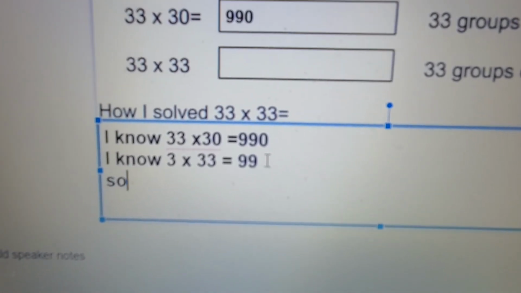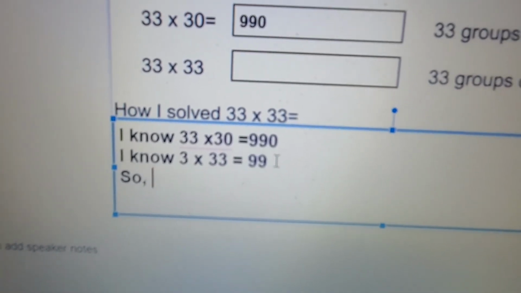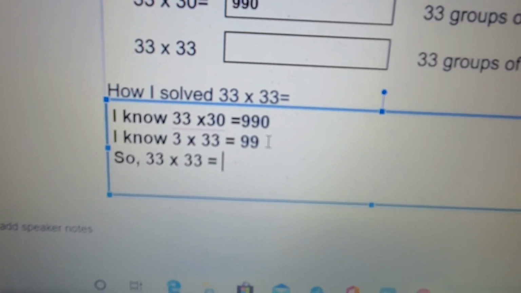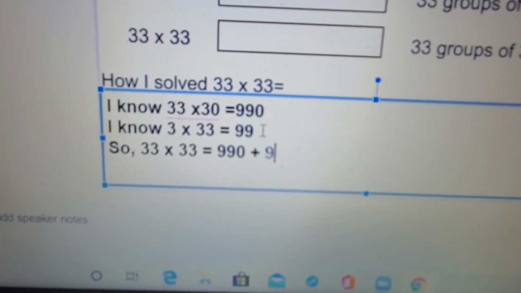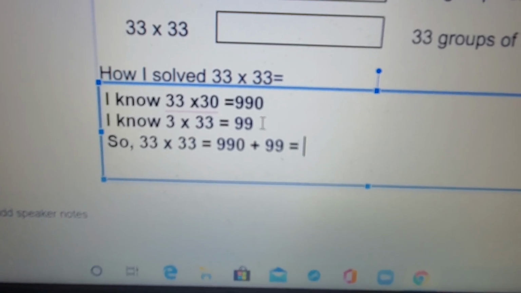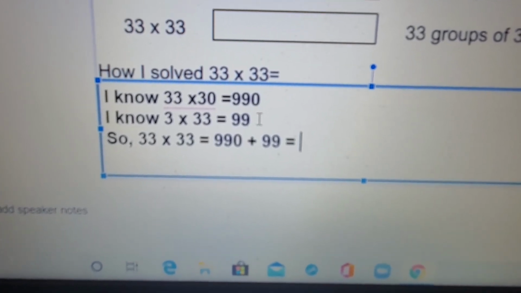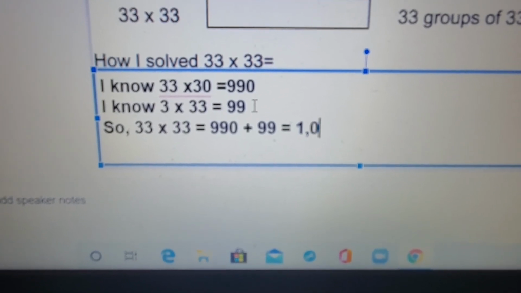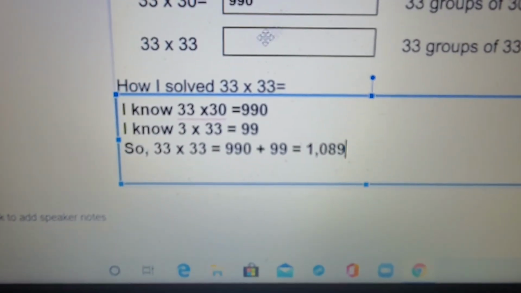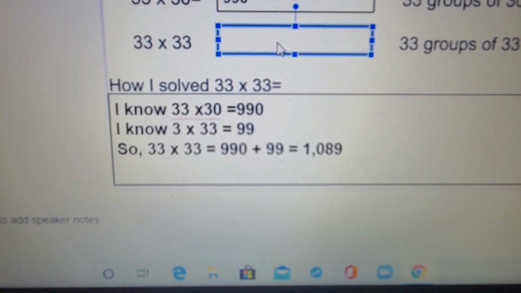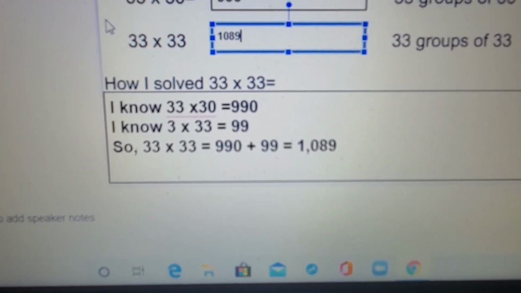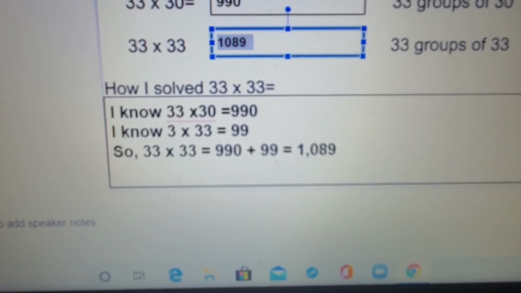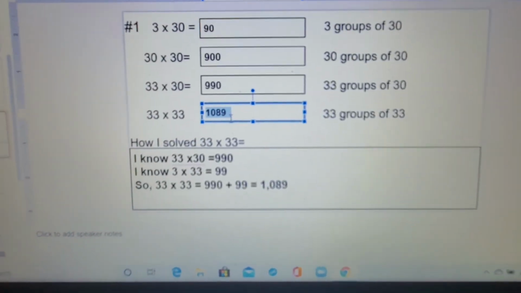So 33 times 33 equals 990 plus 99. And I would do the math, which would be 1,089. That's my answer. So I use the equations, the cluster, to help me solve the last problem.